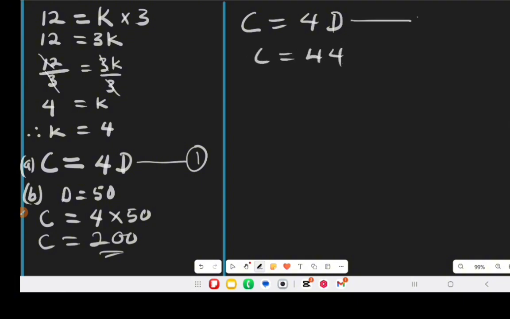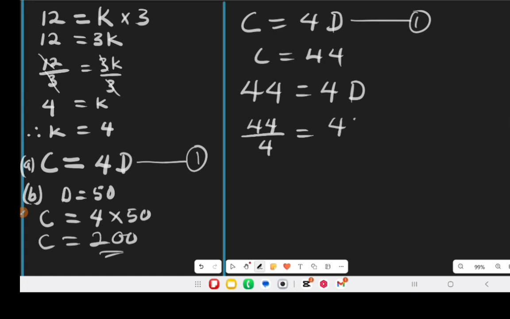If we put it into this equation, which we call equation 1, we have C, which is 44, equals 4D. Now to get D, we divide both sides by 4. Dividing both sides by 4, we have 44 over 4 equals 4D all over 4. 4 cancels 4, and 4 into 44 gives us 11, equals D. Therefore, D is equal to 11 as the answer. Now we move to example 2.